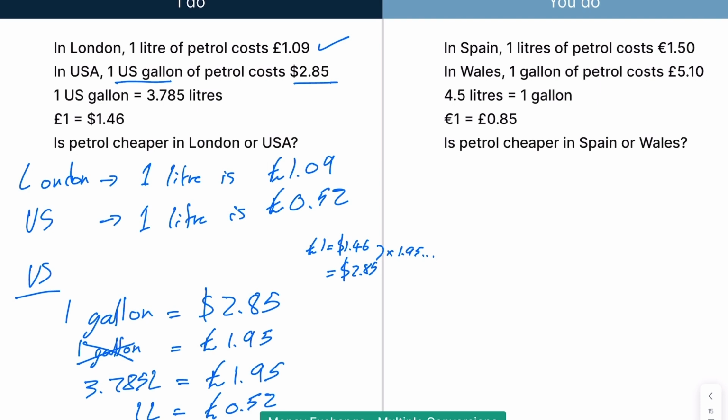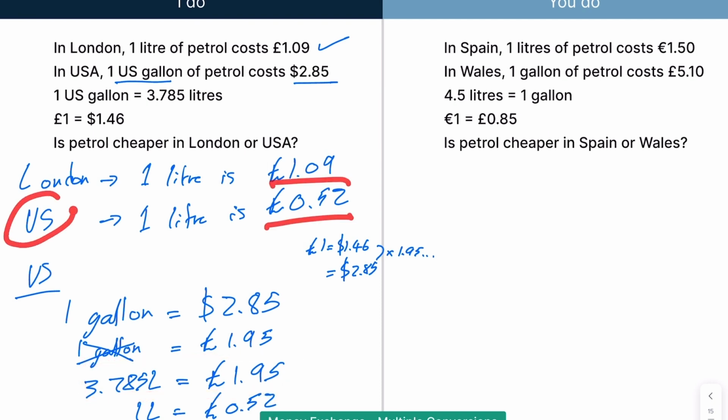Now, there's two bits to this question. Like I said, the first one is to convert the dollars to pounds, so we can then compare pounds and pounds. So we did that here. And then the second step is to use the same unit for the volume of fuel. So when I got to this step here, I was told that 1 gallon is the same as 3.785 litres. So I can just replace 1 gallon with 3.785, and then we have this here, and then we just need to work out what 1 litre is, and we work that out, and now you can see which one's cheaper.